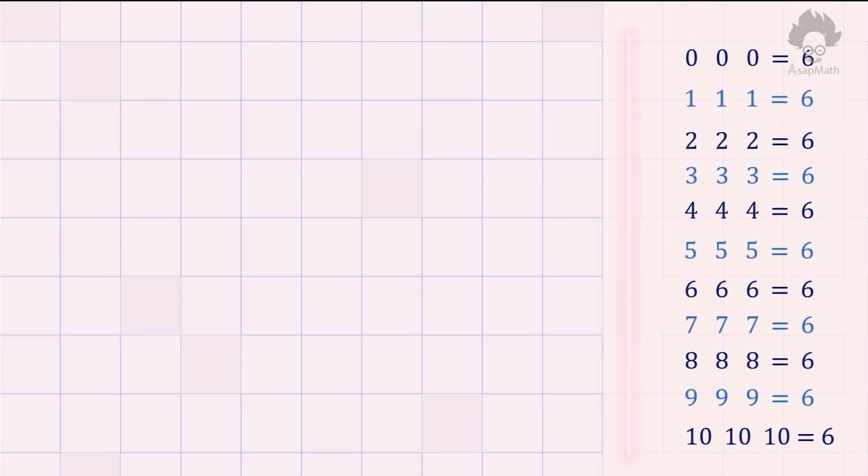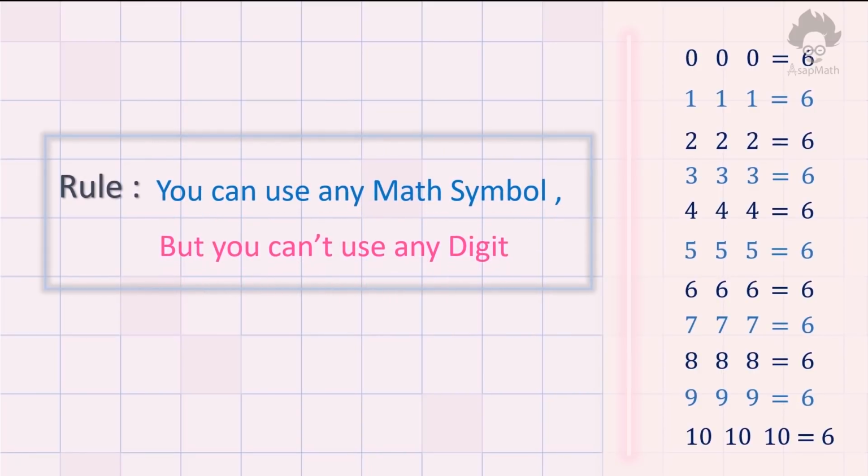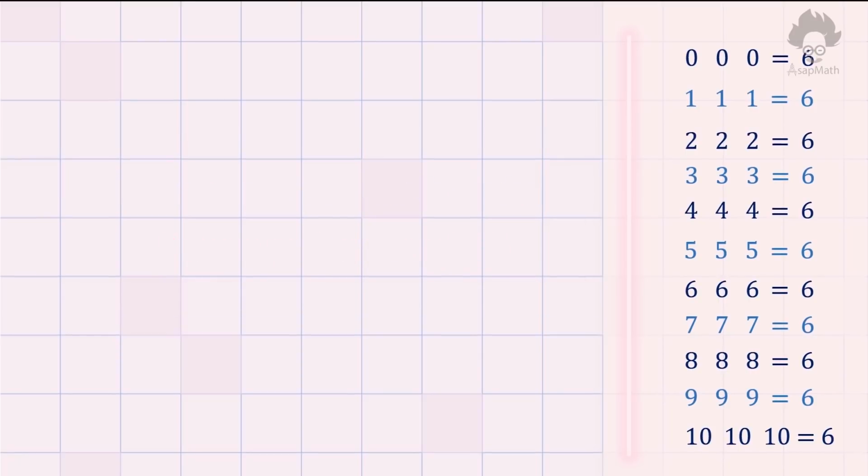Here what you have to do is make 6 with given 3 identical numbers, and you are allowed only to use math symbols. Writing of digits is not allowed. First try with yourselves and then proceed with the video to cross-check your workings. Starting from the first row.